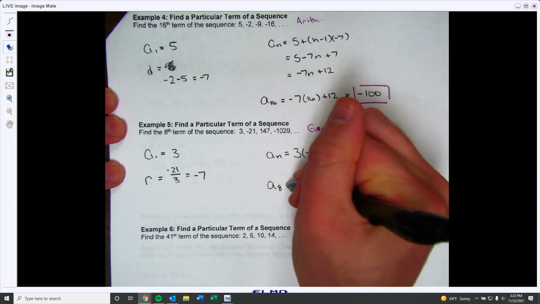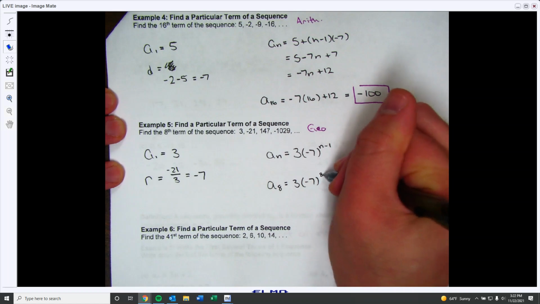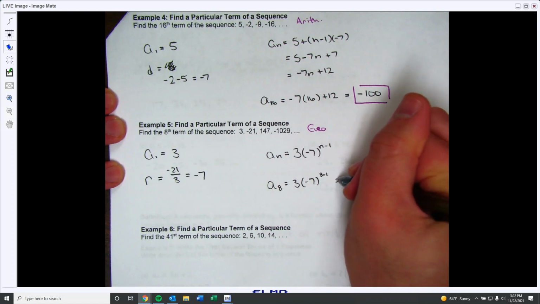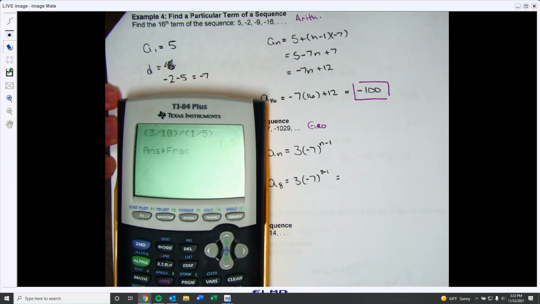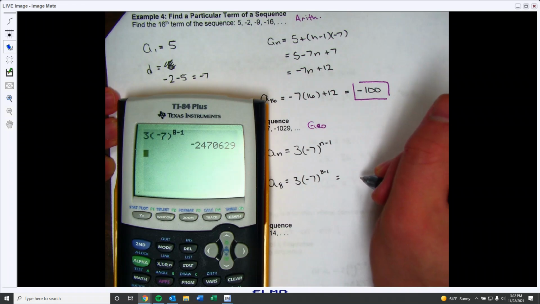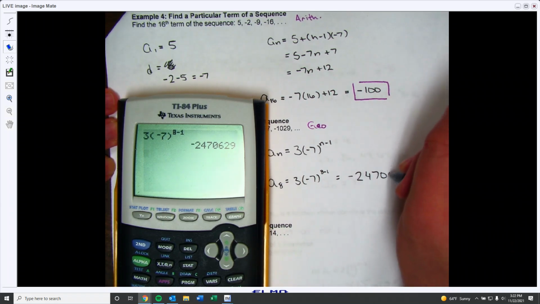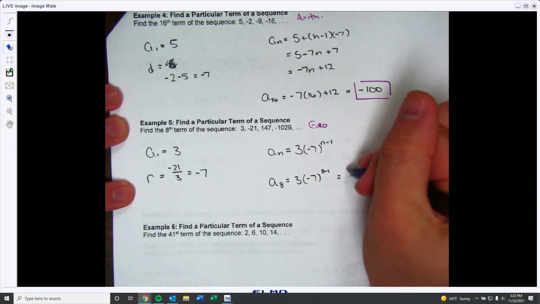So I have a8 equals 3 times negative 7 to the 8 minus 1 power. This one, we're going to need to type into the calculator. So doing this, I have 3 times negative 7. Make sure you put your parentheses on there. It makes a big difference. Raised to the 8 minus 1 power. And we get that it is a big number. So that's negative 2,470,629. And that is our answer.